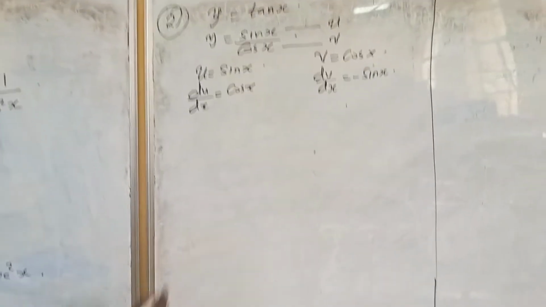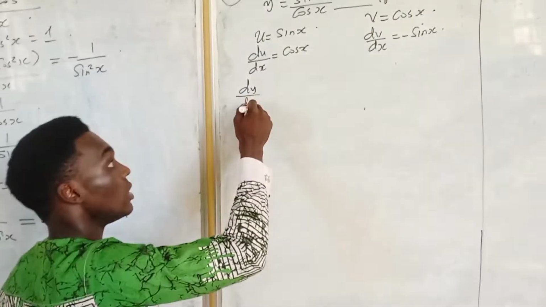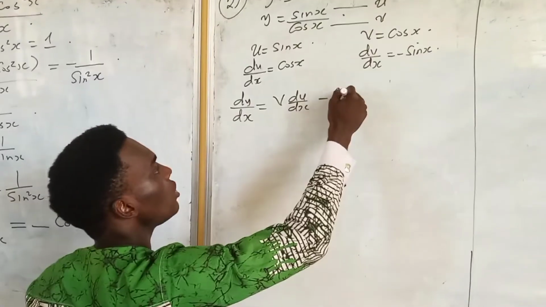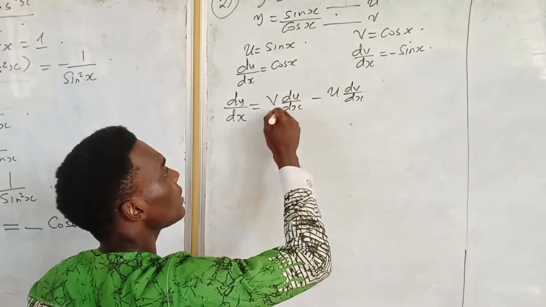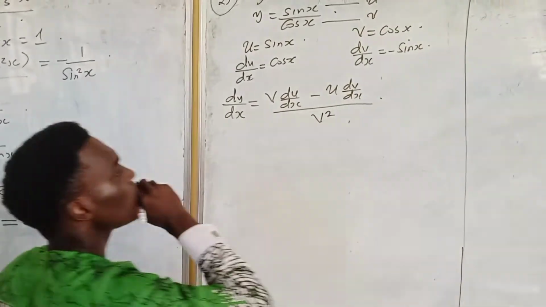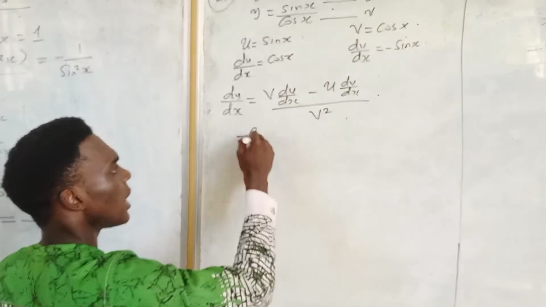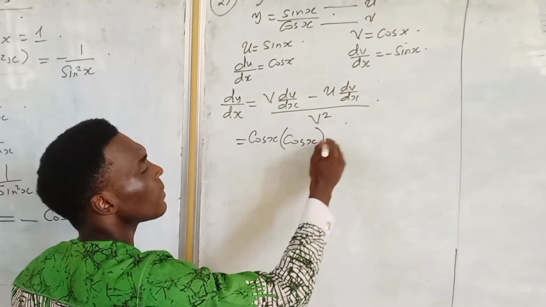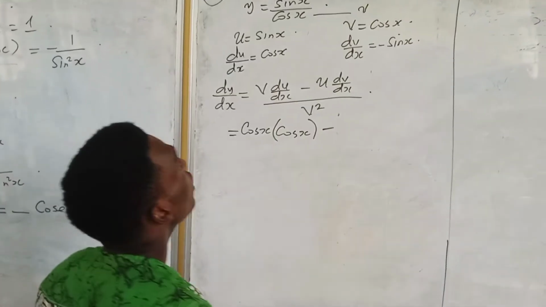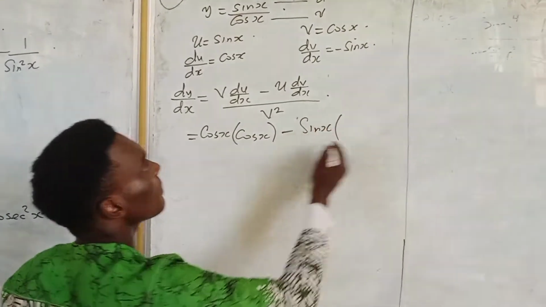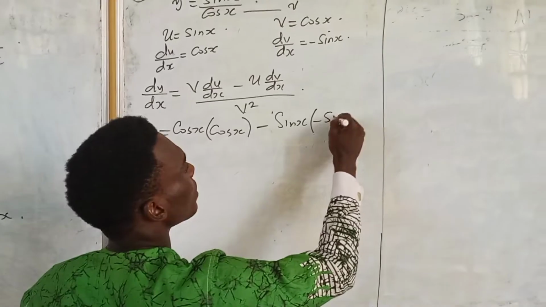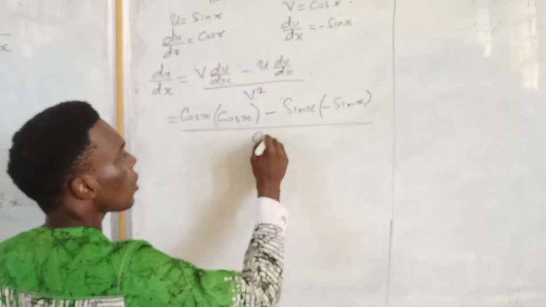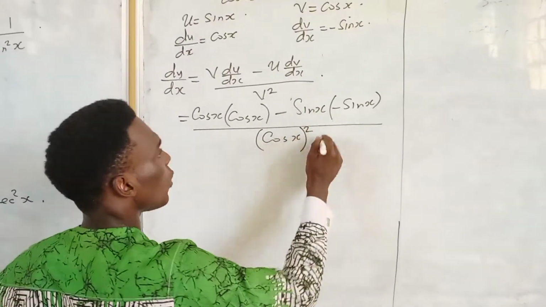Applying the formula for quotient will give us dy/dx equal to v du/dx minus u dv/dx over v squared. Now what's our v? Our v is cos x, and our du/dx is also what? Cos x, minus our u is sine x, then our dv/dx is what? Minus sine x, over v, which is cos x, squared.